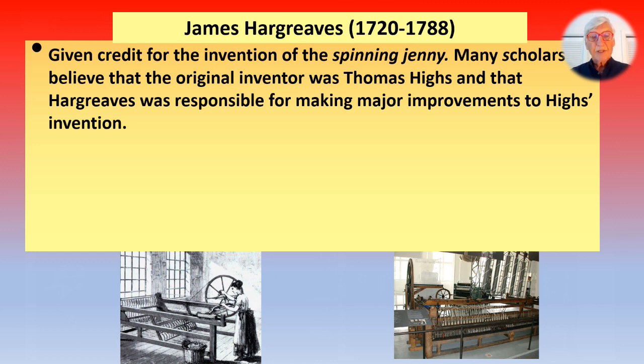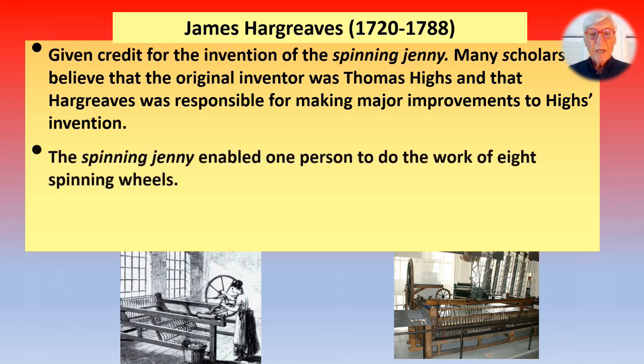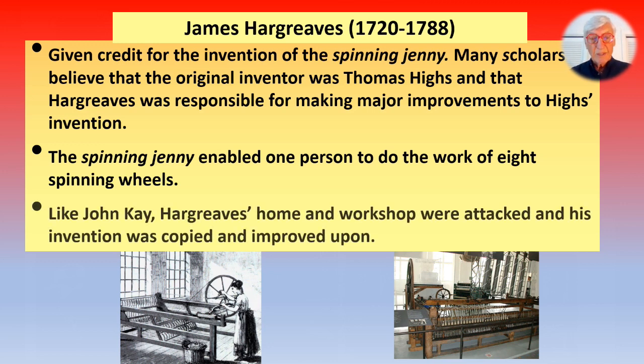James Hargreaves was given credit for the invention of the spinning jenny. Many scholars believe that the original inventor was somebody by the name of Thomas Highs, and that Hargreaves was responsible for making major improvements to that invention. And that was often the case, where somebody would come up with an idea or invention, then someone else would study it and figure out a better way of refining it and making it even better. The spinning jenny enabled one person to do the work of 8 spinning wheels. Like John Kay, Hargreaves' home and workshop were attacked and his invention was copied and improved upon.